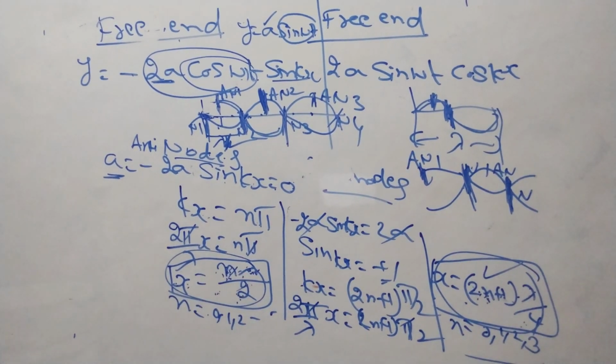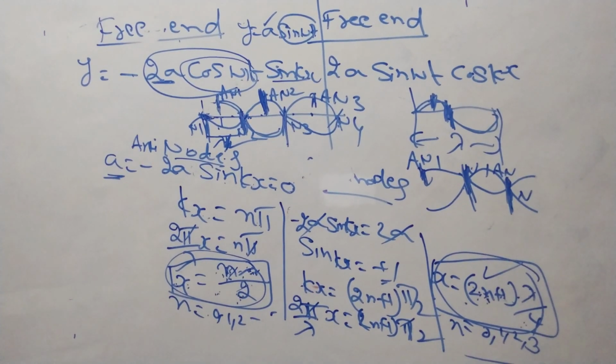So this is regarding which are nodes and antinodes. We got the general equations for nodes and antinodes, and by substituting these values you can find the positions of nodes and antinodes.